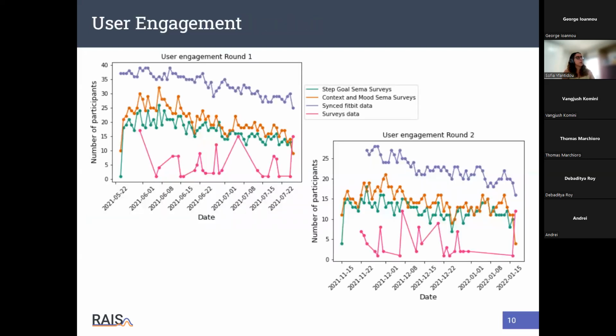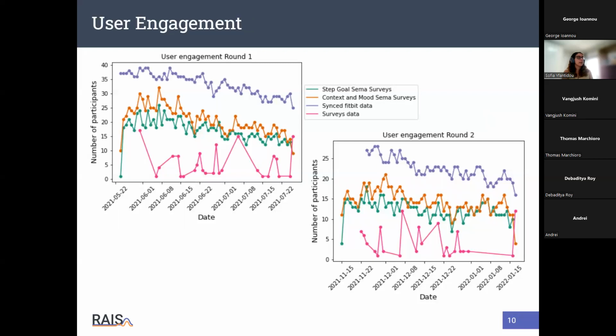Now we have some plots with regards to user engagement in round 1 and round 2. Obviously, most of the users provided their Fitbit data, which is the purple line. We can see a general drop in the users wearing their Fitbit over time, but this is expected, and it's the same in similar experiments.